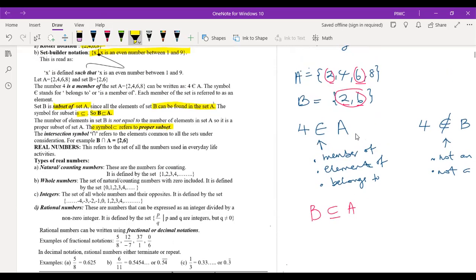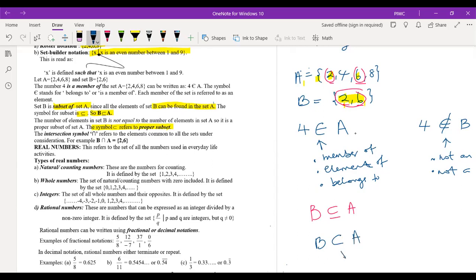So the proper subset means that if you look at the elements here, B has 2 elements, right? 2 and 6. So 2 elements here is not equal to the number of elements in A. Even though you still have 2 and 6, B is a subset of A, but you have 2 elements and 4 elements here, so they are not equal. So since they do not have the same number of elements, we say that B is a proper subset of A.